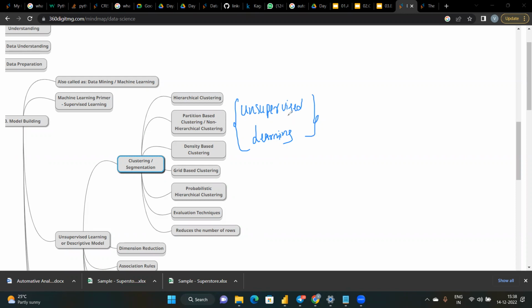As I said, supervised learning is also called supervised machine learning. The same thing applies here. Unsupervised learning is also known as unsupervised machine learning, which uses machine learning algorithms to analyze and cluster unlabeled data sets. These algorithms discover hidden patterns or data groupings without the need for human intervention.